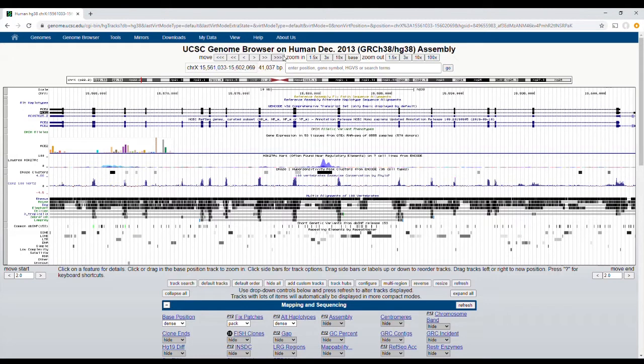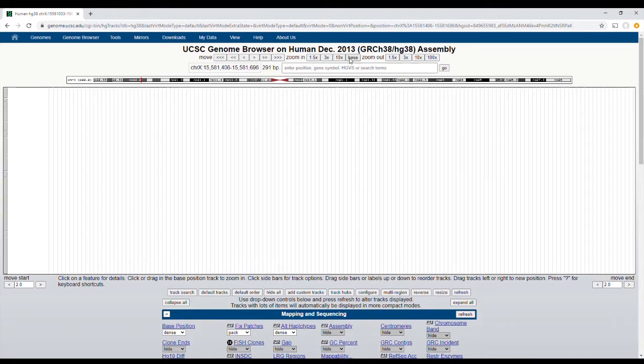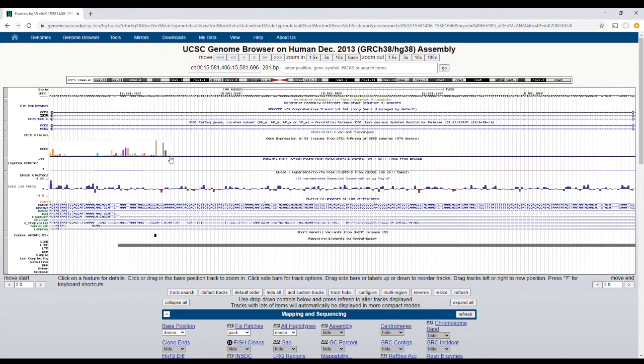So I'm going to click up at the top. There's a zoom in function. I can go 1.5x, 3x, 10x, or down to the base pair. So I want to look at the base pairs. How is that going to change my screen? Where I had my alignment, that's going to show me an alignment of all of the different organisms again, but it's going to be showing me the individual base pairs.